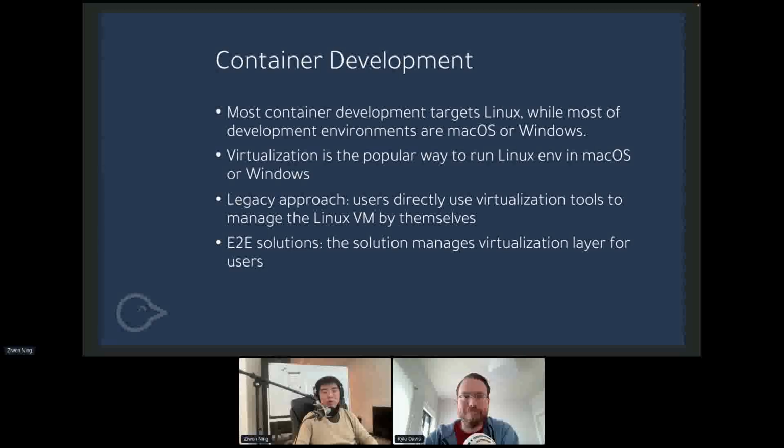Virtualization is a popular method for achieving this, with tools such as VMware or KVM. However, this approach presents challenges, including managing another OS image and addressing VM boundary issues. To overcome these obstacles, end-to-end solutions are necessary. There are existing end-to-end solutions like Docker Desktop, Podman Desktop, Rancher Desktop, and Lima.